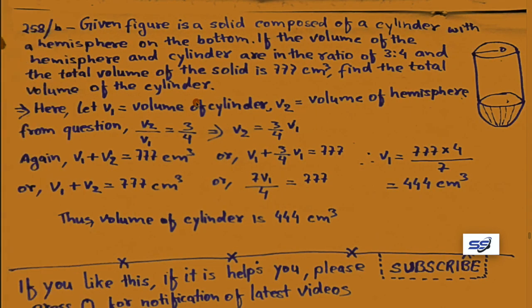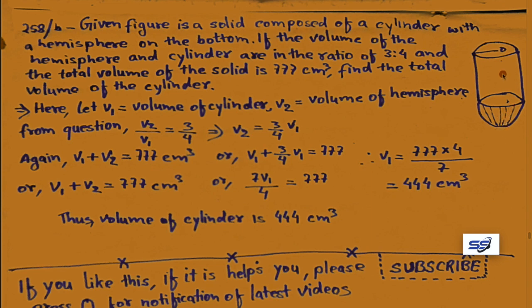Here, question number 258 upon B. Given figure is a solid composed of cylinder with a hemisphere on the bottom. If the volume of the hemisphere and cylinder are in the ratio of 3:4 and the total volume of the solid is 777 centimeter cube, find the total volume of the cylinder. Here the given figure is a cylinder and this is a hemisphere, both attached to form a new figure.